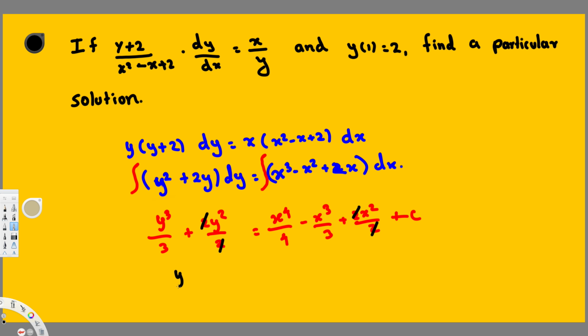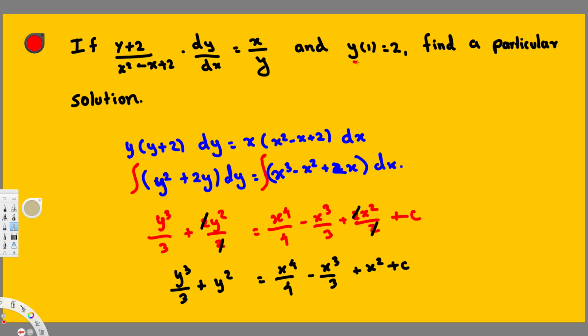Now this is going to be our final answer: y cubed divided by 3 plus y square equals x power 4 over 4 minus x cubed divided by 3 plus x square plus constant. But when they say find a particular solution, we have to find out this c. So that's why we have this information provided.